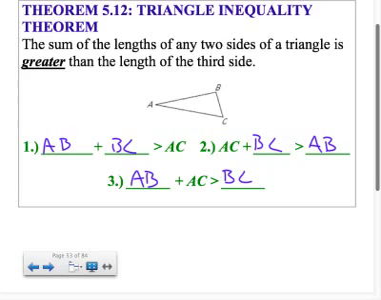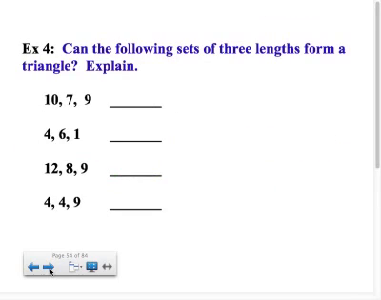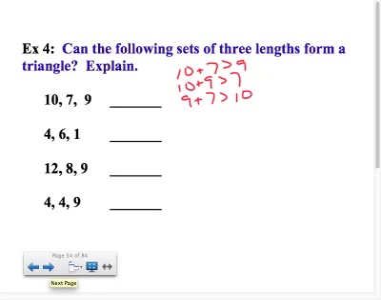It's got to be strictly greater than, not greater than or equal to, strictly greater than the third side. So can the following sets of three lengths form a triangle? Now, what some people would do is say, okay, I have to do 10 plus 7 is greater than 9, I also have to do 10 plus 9 is greater than 7, and then I have to do 9 plus 7 is greater than 10.